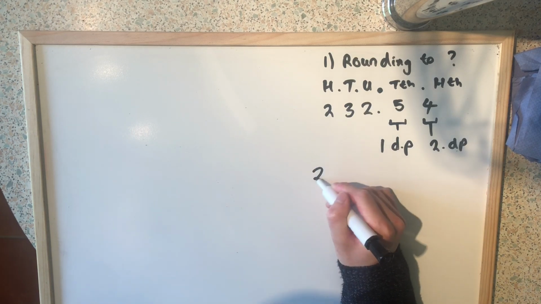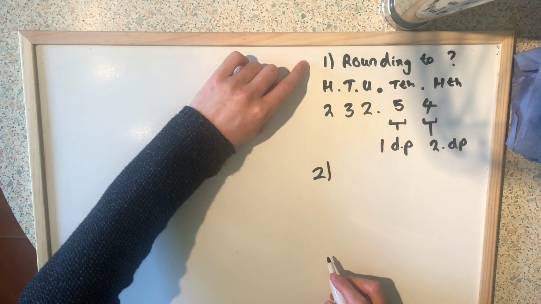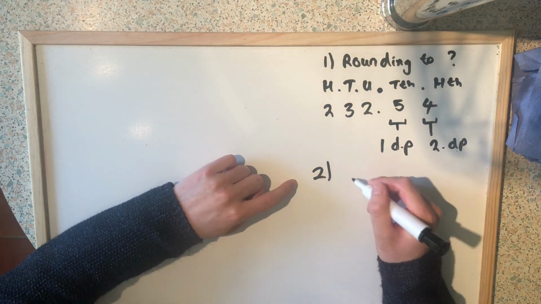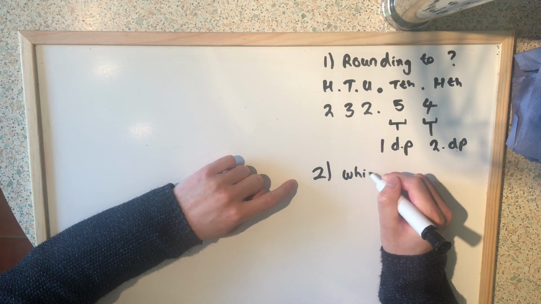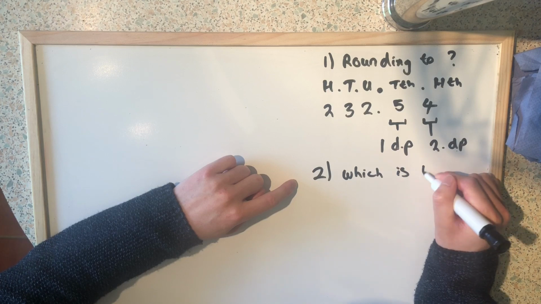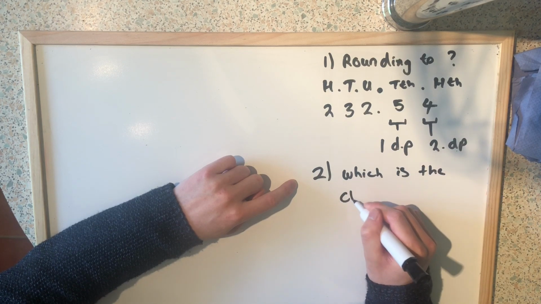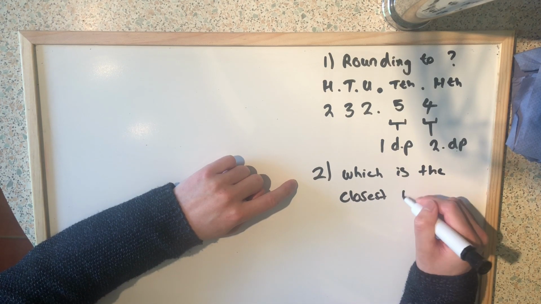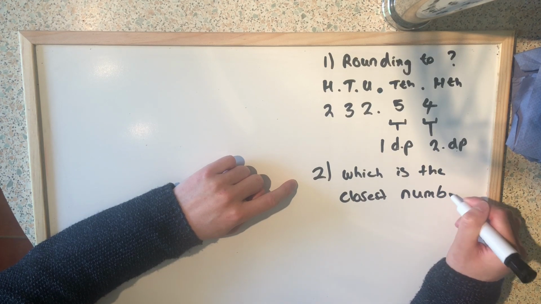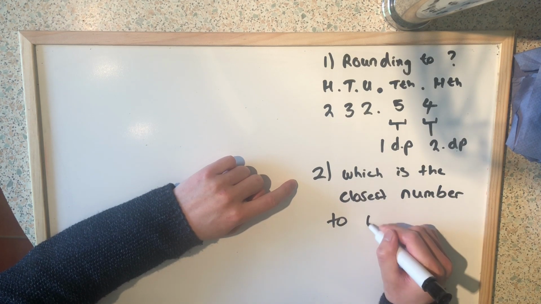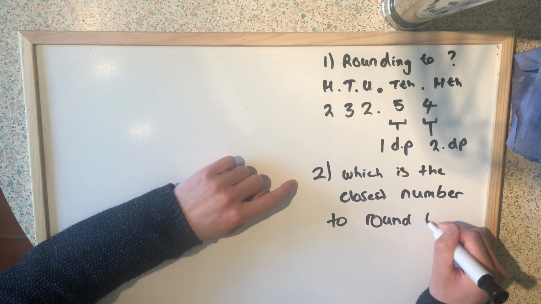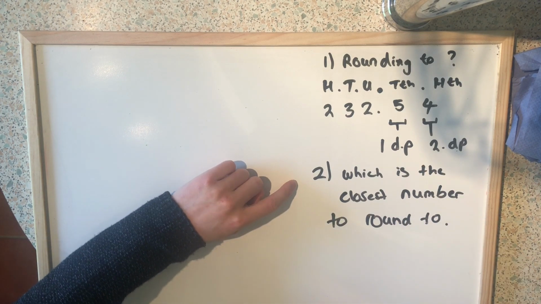And secondly, so what we need to round to, and secondly we need to know which is the closest number to round to. That's what we need to know secondly.